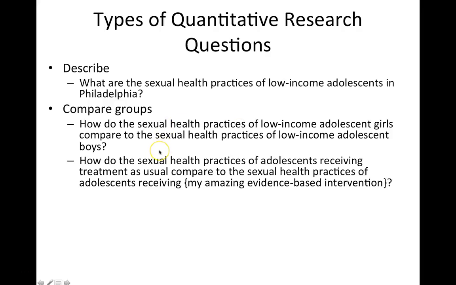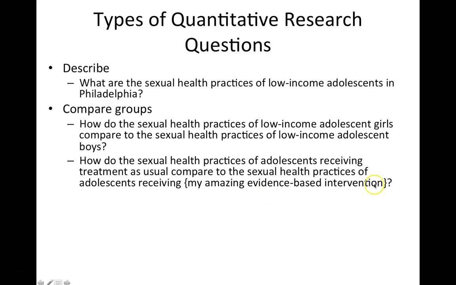Another example would be, how do the sexual health practices of adolescents receiving treatment as usual compare to the sexual health practices of adolescents receiving some amazing evidence-based intervention that you've developed? And so again, whether or not people get that intervention is your independent variable. So the treatment condition, basically, and that has two levels, or it can have more than two levels.